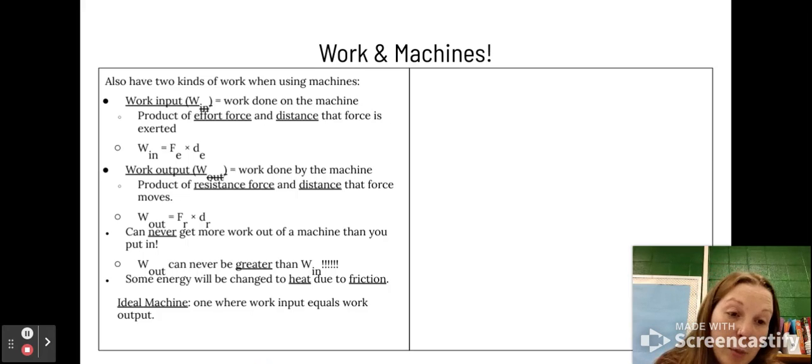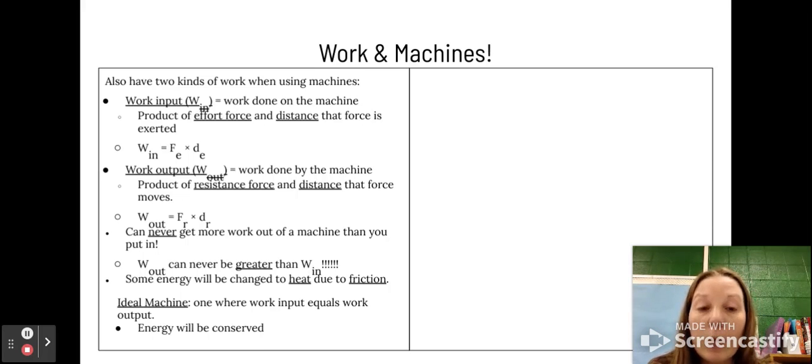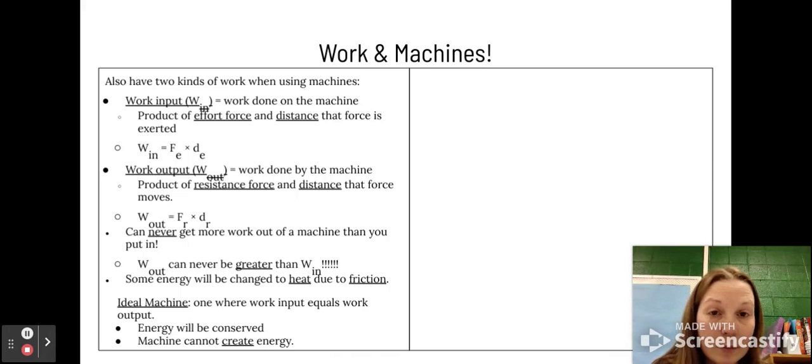Now, in a perfect world, we have what's called an ideal machine, and this is one where the work input equals the work output, and this is where no friction is involved. So we know that that's not really true, which is why it's called an ideal machine. We have some very close, but I don't think we have any that are perfectly ideal. So in an ideal machine, energy is conserved, and the machine cannot create energy. Remember, law of conservation of energy: it can neither be created nor destroyed, just moved from one thing to another.